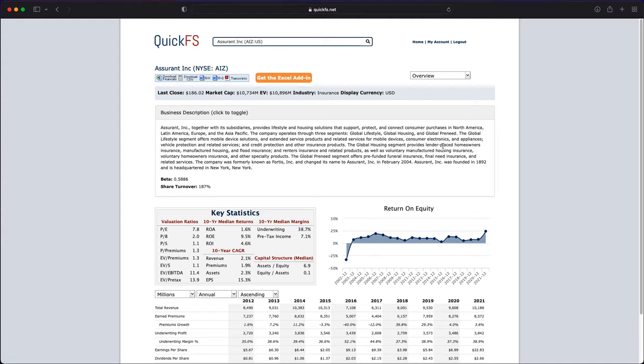Global housing is lender-placed homeowners insurance, manufactured housing, flood insurance, and renter's insurance. And then the pre-need is pre-funded funeral insurance, final need. This sounds like a pretty good business from what I know of those areas.